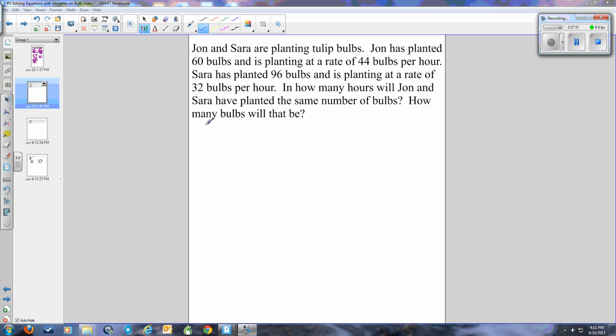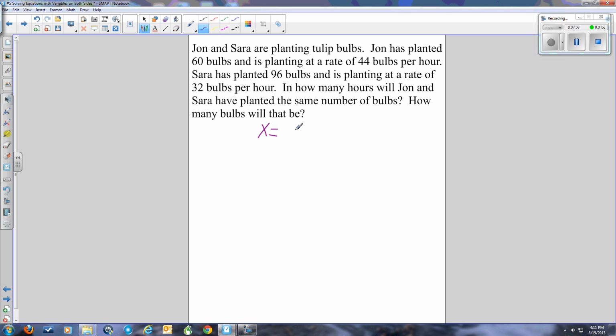So let's start. Let's choose a variable. Let's say x will stand for the number of hours that they are planting. And you can choose any variable you want. You can choose h if you'd like. John, he's already planted 60 bulbs, and he's planting at a rate of 44 bulbs per hour. So if you add to it 44 times the number of hours he's planting, so in other words 44x, that will tell you how many bulbs he's planted.